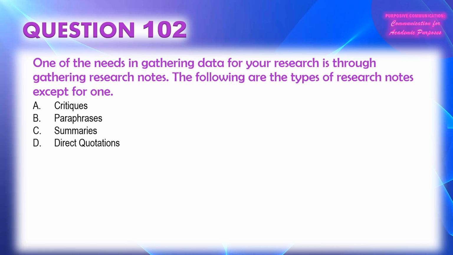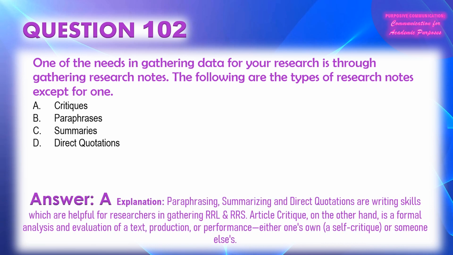Question 102. One of the needs in gathering data for your research is through gathering research notes. The following are the types of research notes except for one. Answer A. Critiques. Paraphrasing, summarizing, and direct quotations are writing skills which are helpful for researchers in gathering RRL or RRS. Article critique, on the other hand, is a formal analysis and evaluation of a text, production, or performance, either one's own, a self-critique, or someone else's.